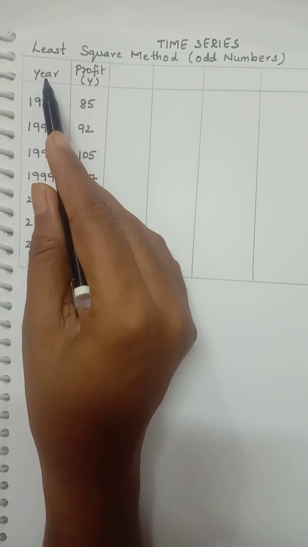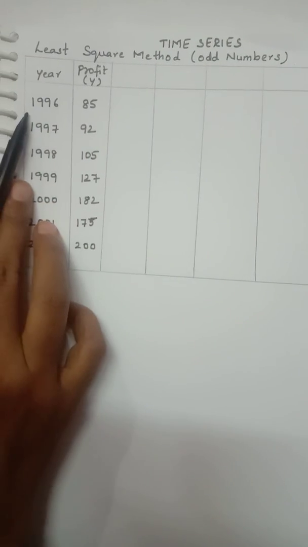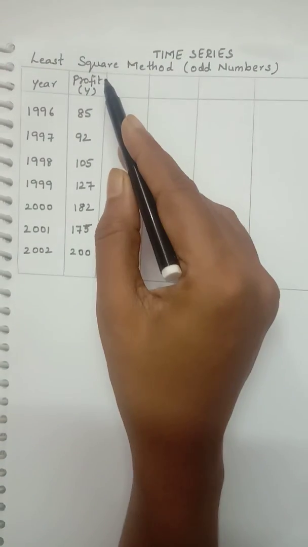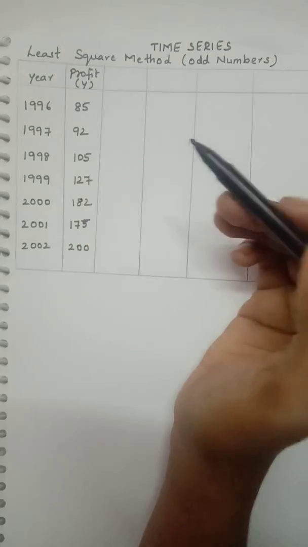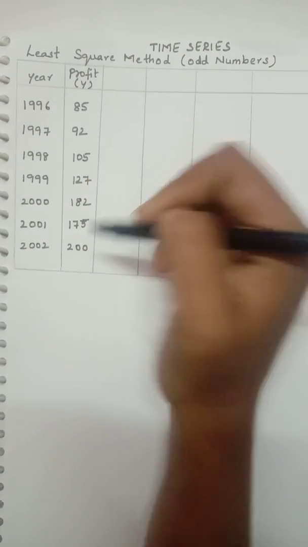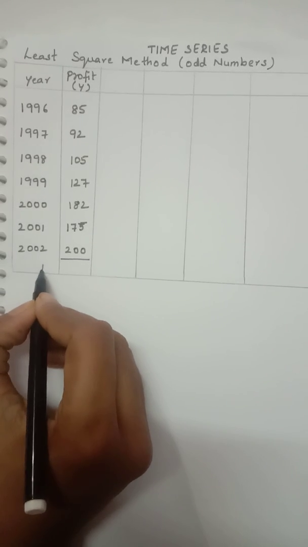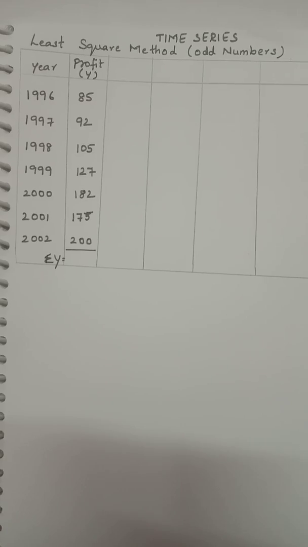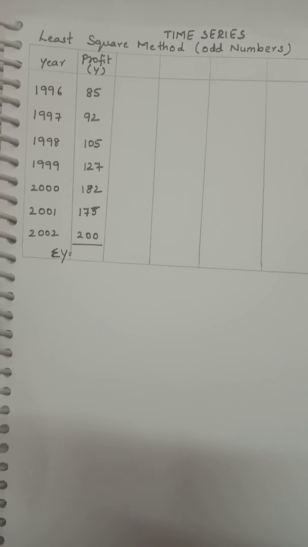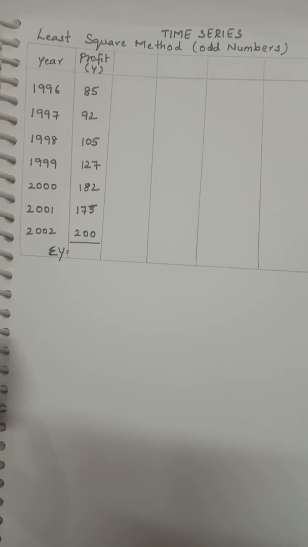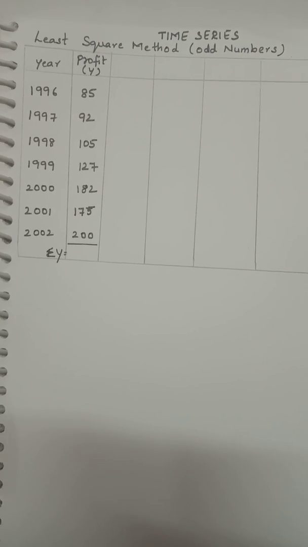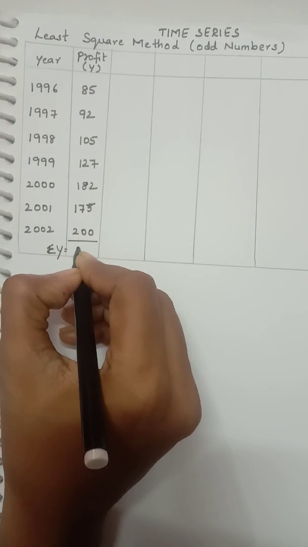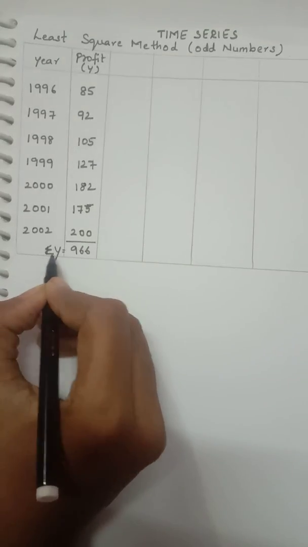I have taken one example here. Years 96, 97, 98, 99, 2000, 2001, 2002. Profits are considered as y values. The first step is to add these y values: 85 plus 92 plus 105 plus 127 plus 182 plus 175 plus 200. The total value is 966, which is called summation y.